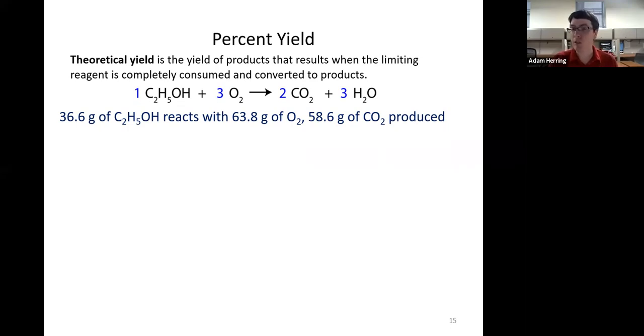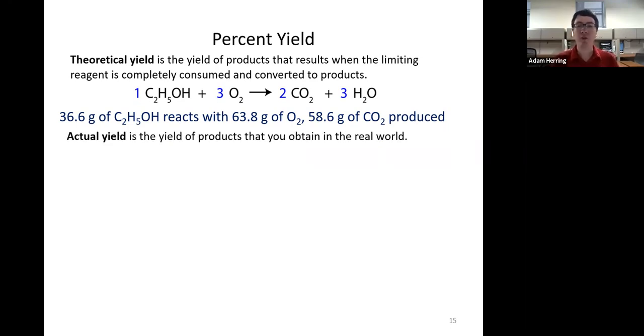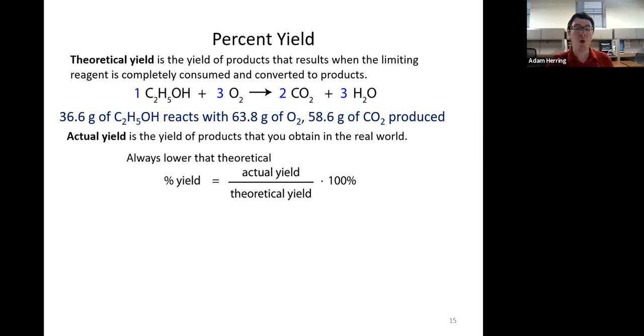That's the theoretical yield. The actual yield would be the yield of products that you would actually obtain in the real world. So let's say that you're doing this chemical reaction and you spill some of your ethanol, or the reaction doesn't go 100% to completion. That will produce a yield that's lower than our theoretical. Our actual yield is almost never 100%. It's almost always going to be lower than what we could theoretically make. So we need to determine a percentage yield.